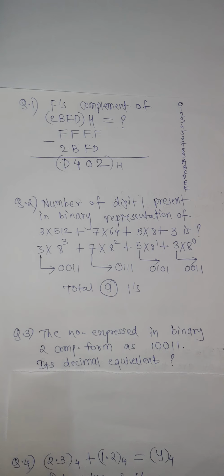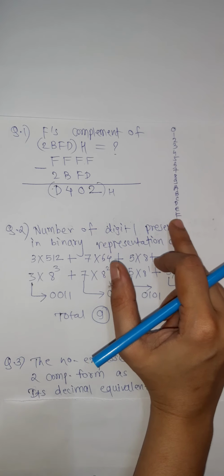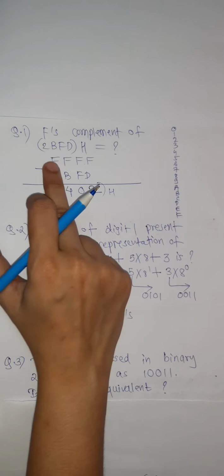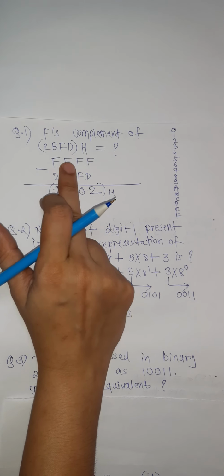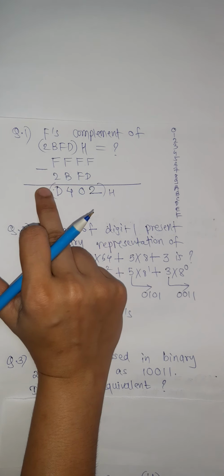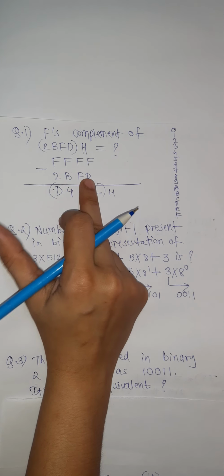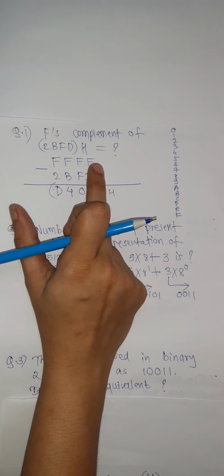Now we know that in the hexadecimal number system, our digits are 0, 1, 2, 3, 4, 5, 6, 7, 8, 9, A, B, C, D, E, F. So I have written the whole number system. Now to find F's complement, we will subtract the given number from FFFF. So FFFF minus 2BFD. Now to perform this subtraction, subtract D from F.